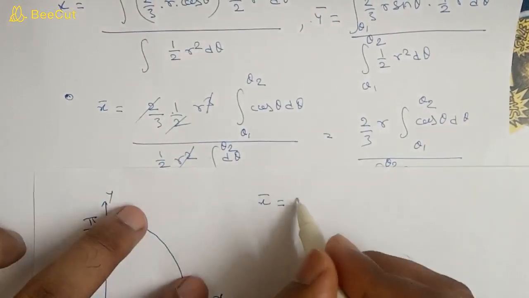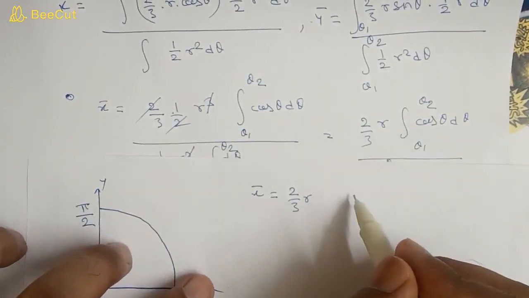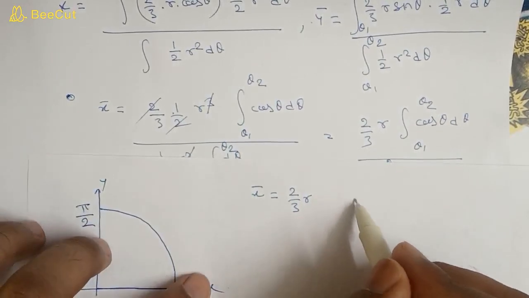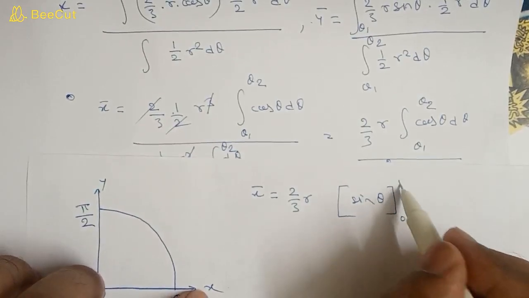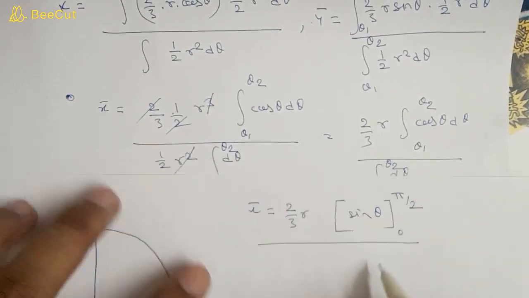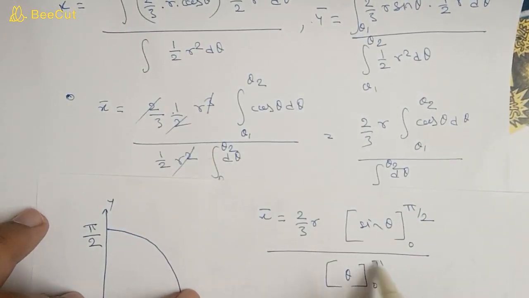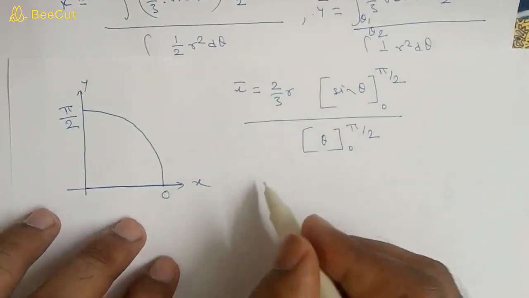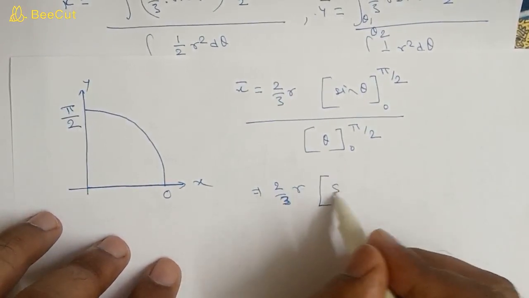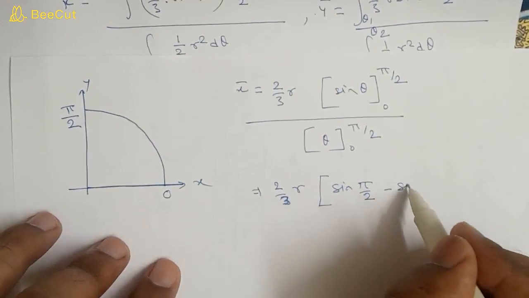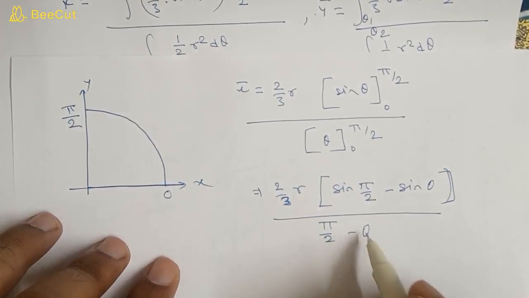So x bar will become 2 by 3 r into the integration of cos theta, which is sin theta. So we will have sin theta, with theta from 0 to pi by 2, divided by the integration of d theta, which is theta, from 0 to pi by 2. So we will have 2 by 3 r into sin pi by 2 minus sin 0, divided by pi by 2 minus 0.